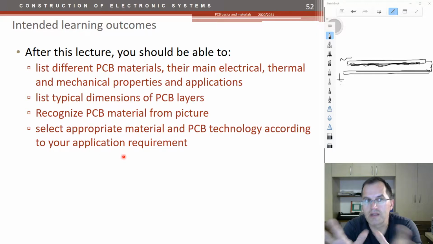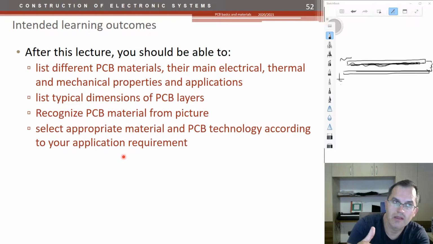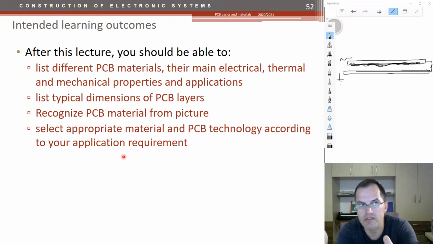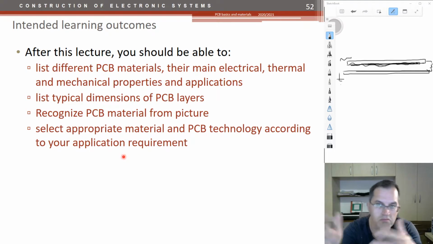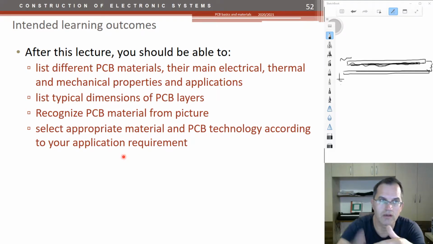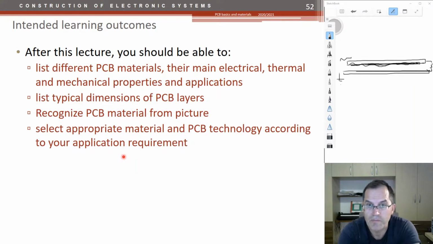You should know typical dimensions of the PCBs. That's what we discussed earlier. So 35 microns, 1 ounce per square foot, for the outer layer of copper, inner layer 17, and then the thickness of the laminate 1.6 millimeters, then it goes up and down, 1.1 millimeter, goes down to 100 microns, even less.